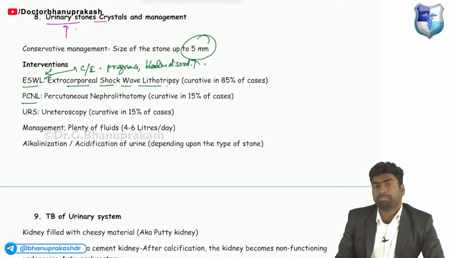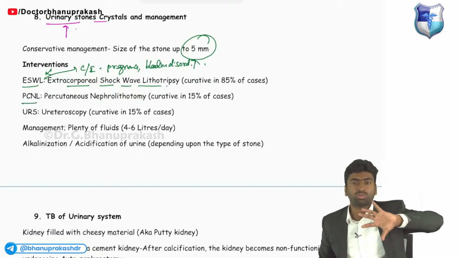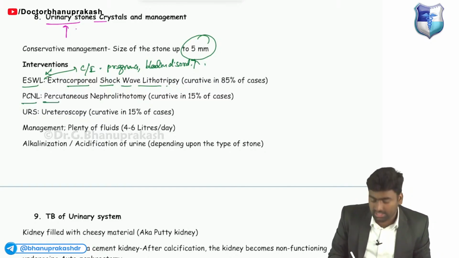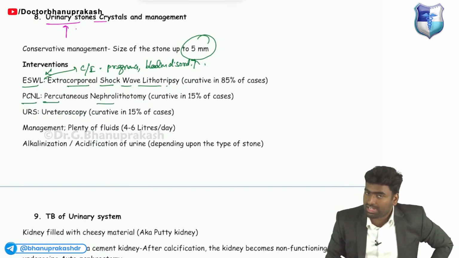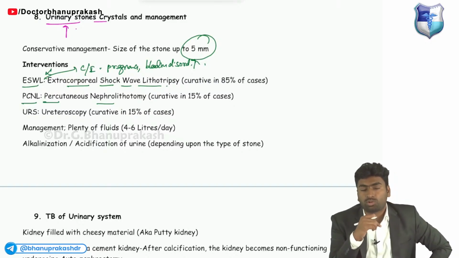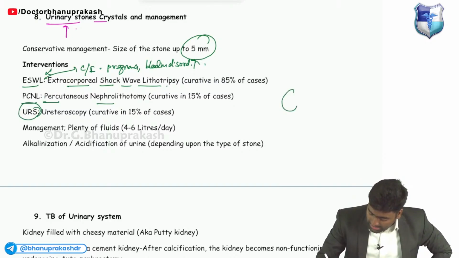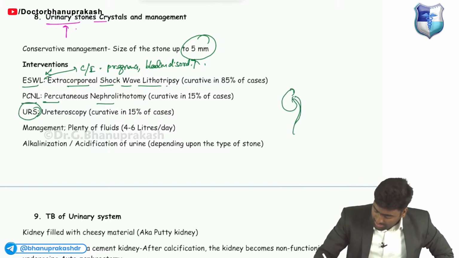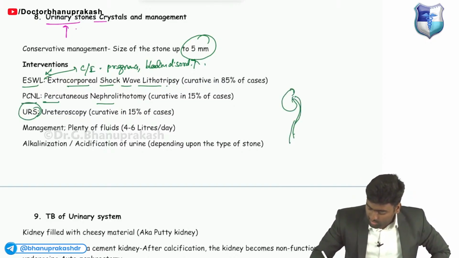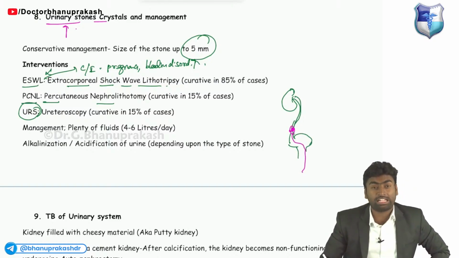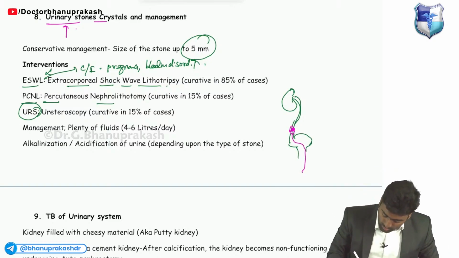Next one is PCNL. If a stone is very big and very hard, then we'll do this percutaneously. We'll go mostly around the posterior, lateral aspect. Then we'll remove the stone and put up a tube. Next, if the stone lies in the inferior part of the ureter, then we'll go ureteroscopically. We'll go with a scope, take up the stone, and come back. So this is URS.